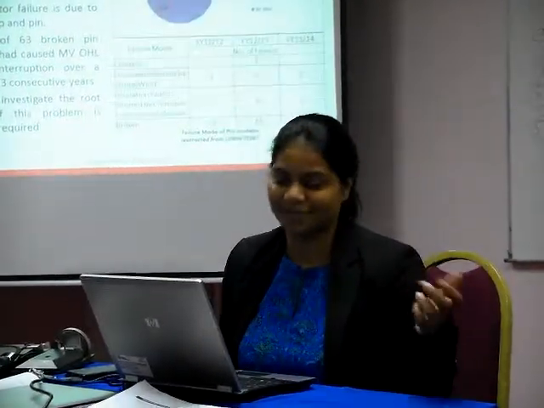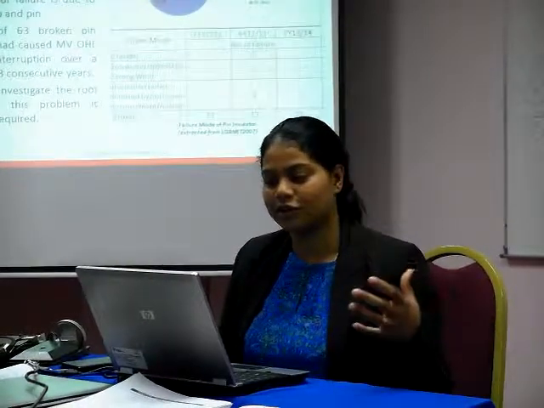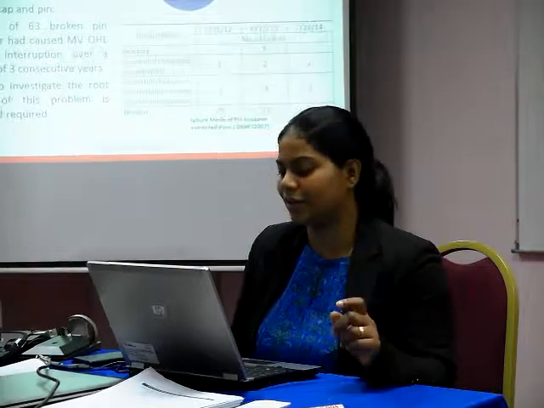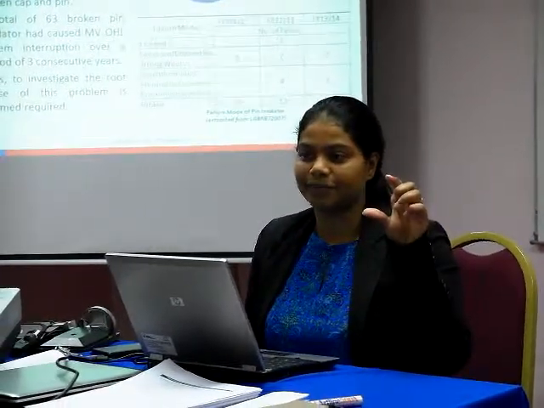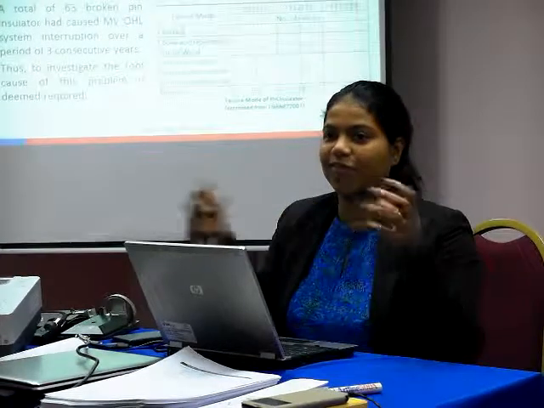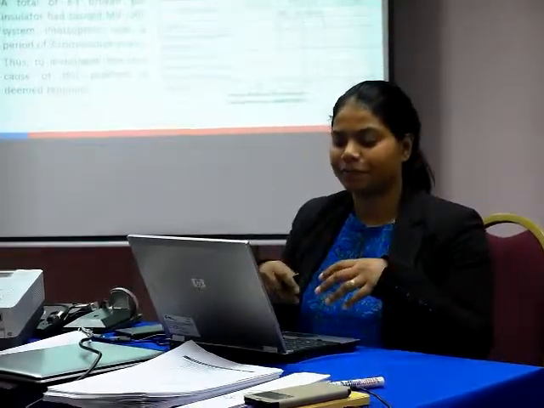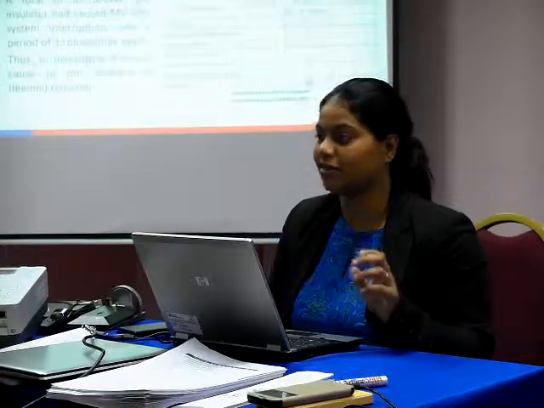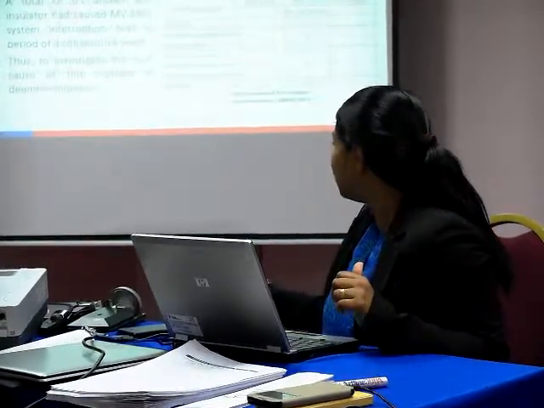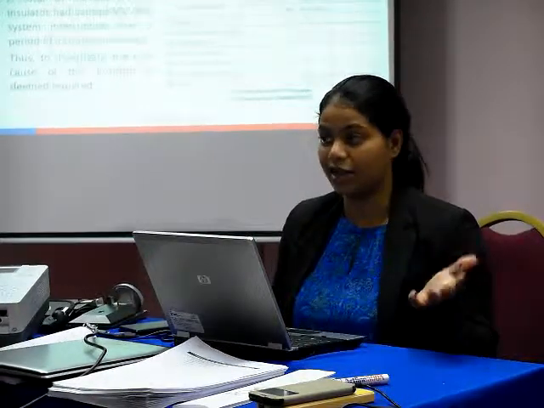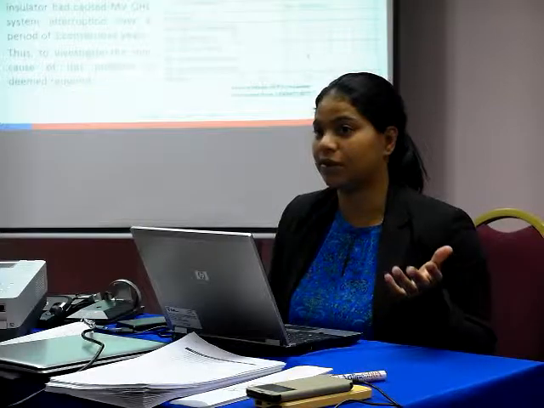insulators failure. Right. So the major cause of cap and pin insulator failure is due to the broken cap and pin. So as I mentioned earlier, this cap and pin, once it's corroded, it will give way. It will break. Okay. So a total of 63 broken pin insulators has caused this MV overhead line system interruption over these 3 consecutive years. So we have 63 cases in total, and until now, there is no investigation being conducted, and what is the root cause of this problem is still not known.